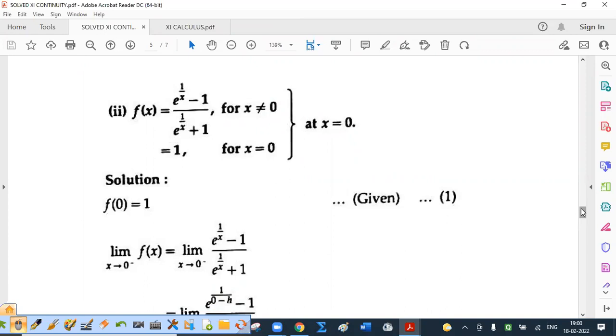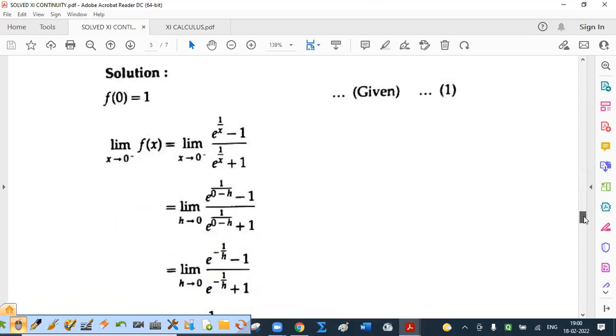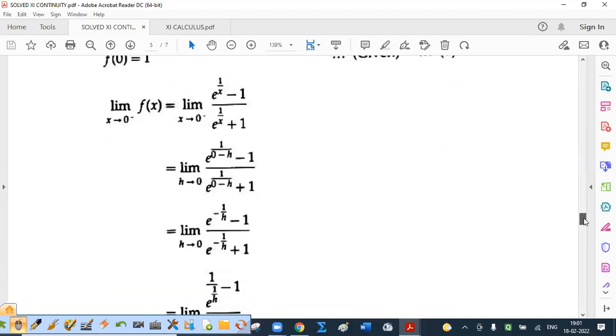F of x is limit x tends to 0 minus e raised to 1 upon x minus 1 upon e raised to 1 upon x plus 1. See, we consider h as very small but positive number. So I write this as limit h tends to 0 e raised to 1 upon 0 minus h, because 0 minus means to the left of 0. H is very, very small but positive. So 0 minus h is definitely to the left of 0. Same in the denominator. So this is limit h tends to 0 e raised to minus 1 upon h minus 1 upon e raised to minus 1 upon h plus 1.